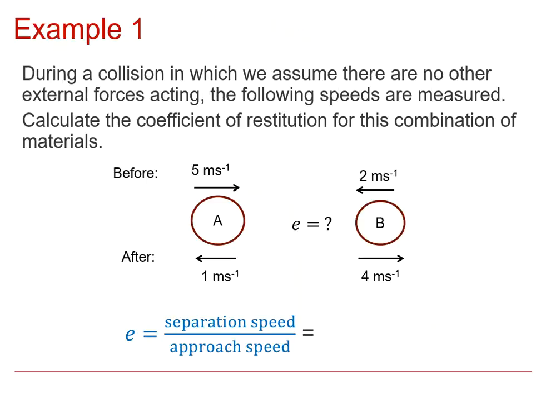So here's an example then. We've got two objects moving towards each other. One of them is moving at 5 meters per second, and the other one is moving in the other direction at 2 meters per second. And then after the collision, one is moving at 1 meter per second, and the other at 4 meters per second. And we're just going to see if we can calculate the coefficient of restitution for this combination of materials.